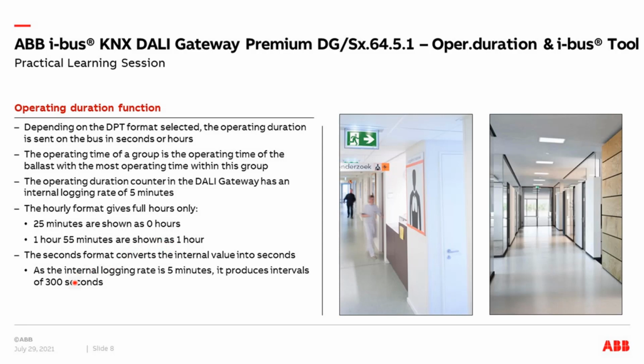When we use the seconds format, it is also based on our logging rate of 5 minutes. So we get the value as a multiple of 300 seconds, because 5 minutes multiplied by 60 seconds is 300 seconds.